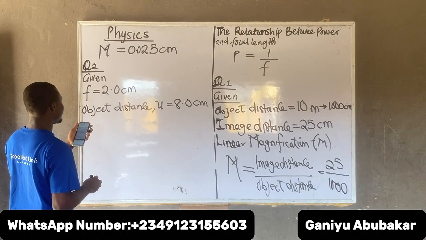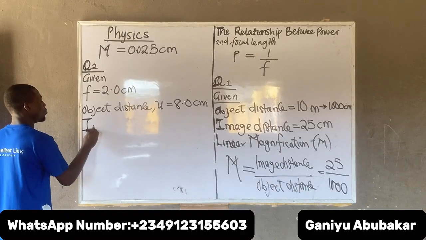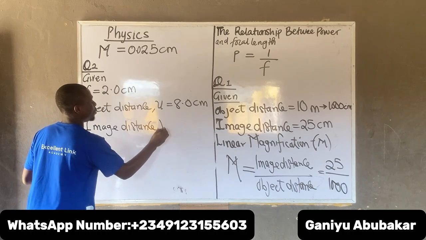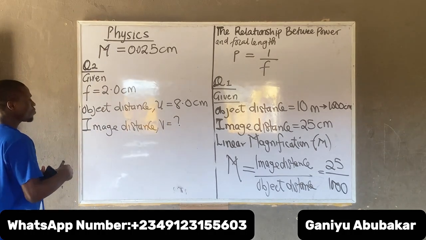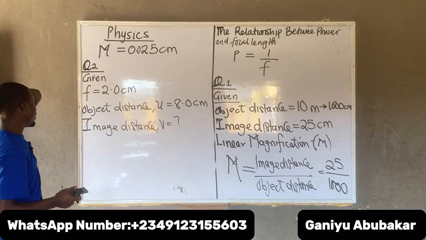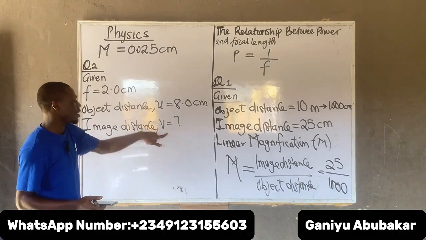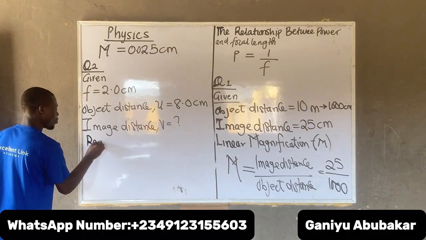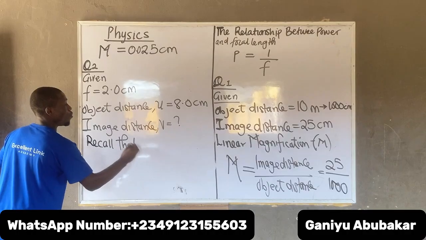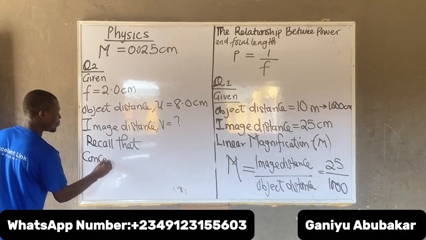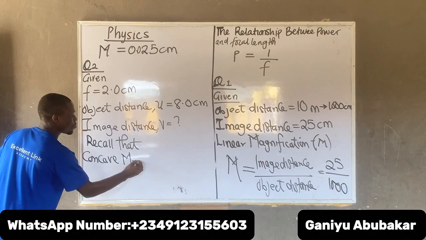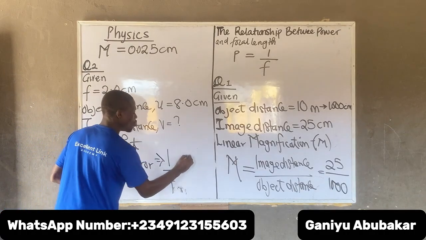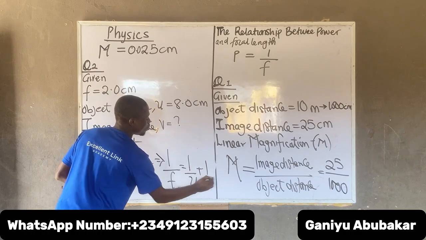The object is placed 8.0 cm from it, and the image is at what? So image distance. The image distance is unknown, and that's v. So we are asked to find v, right? First things first, it's possible for me to relate f, u, and v, because this is a concave mirror. So recall that for a concave mirror, the formula becomes 1 over f is equal to 1 over u plus 1 over v.